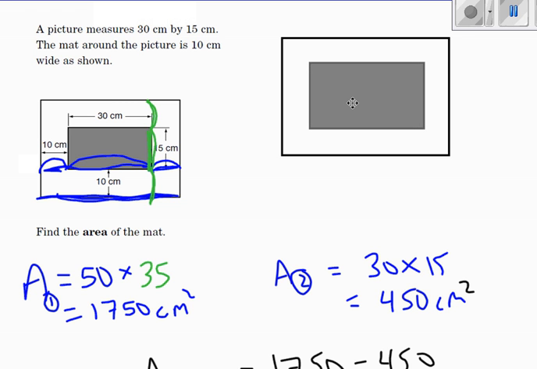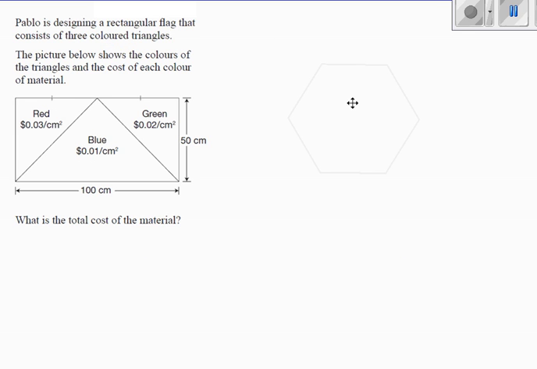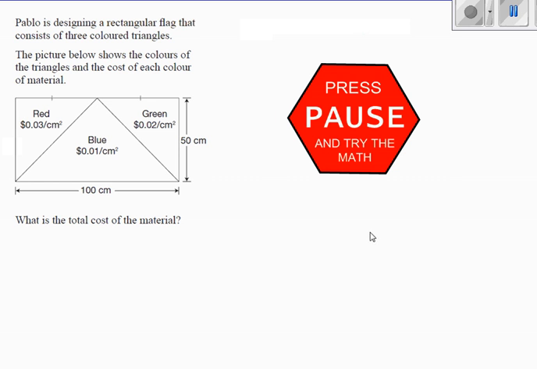Good. So let's look at the next question. In this case, Pablo is designing a rectangular flag that consists of three colored triangles. The picture below shows the colors of each of the triangles and the cost of each color material. So there's a section here, triangular in shape, that is red, a section that is blue, and a section that's green, and the question is what's the total cost of the material. Okay, so once again, I'm going to ask you to press pause on the video, and I want you to do the math, and I'll meet you on the flip side.